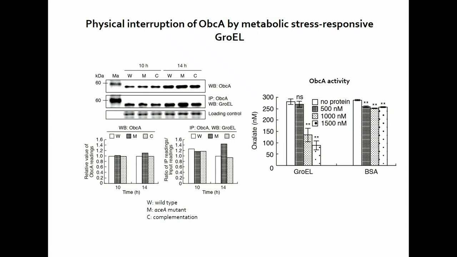But if you increase the Gruyere at different amounts, we see a dramatic decrease of oxalic acid biosynthesis. So this did prove that this OVC activity is interrupted by Gruyere, okay? So Gruyere did inhibit the oxalic biosynthetic activity of OVCA.